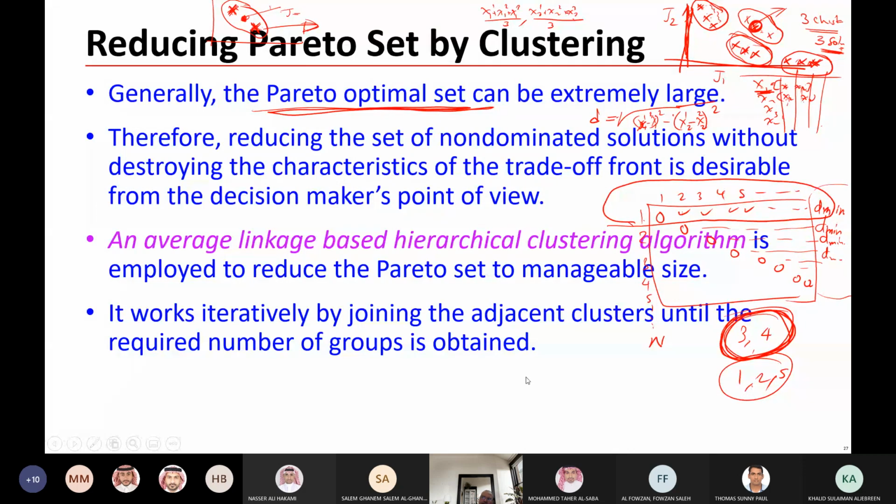Abdullah Yusuf? Doctor, I have a question. How to calculate the distance between a number and a cluster?